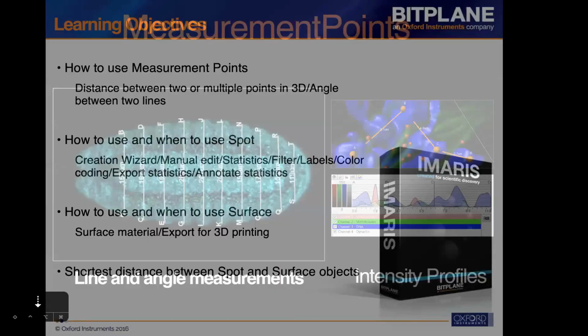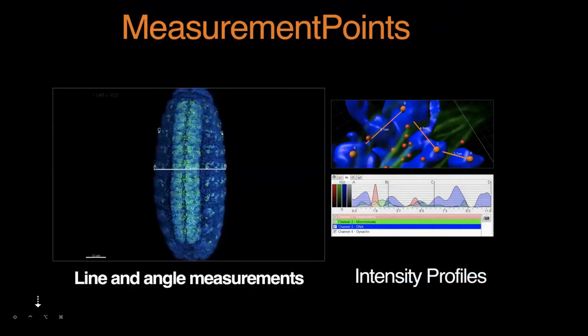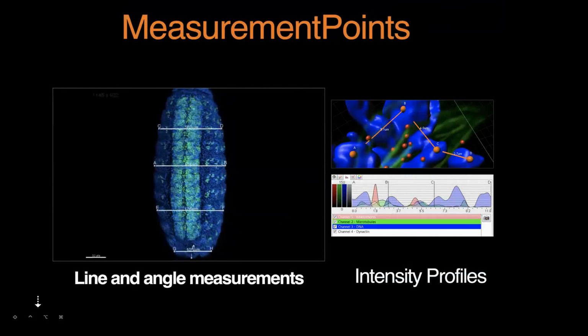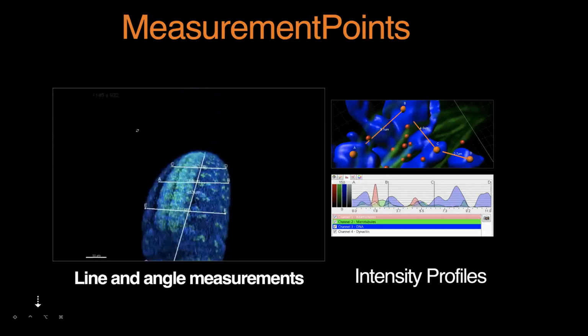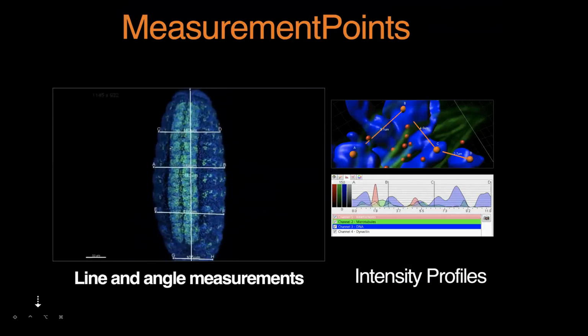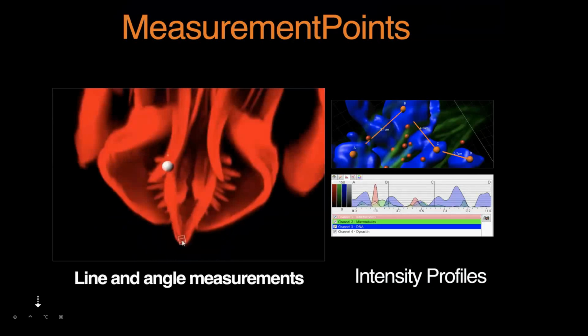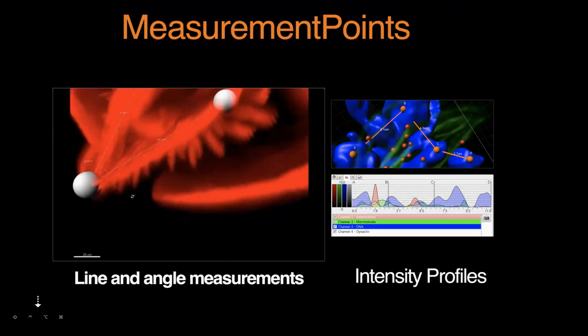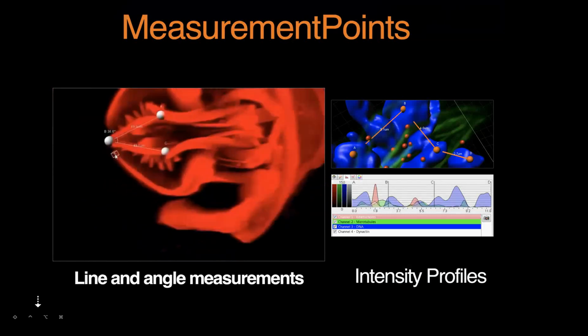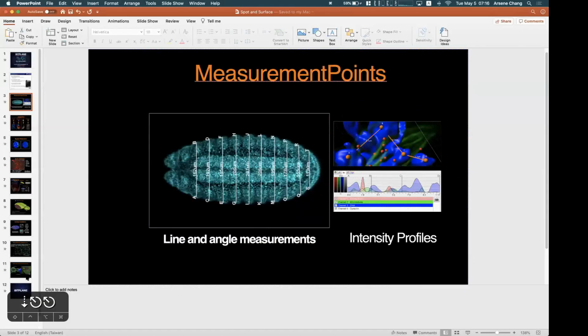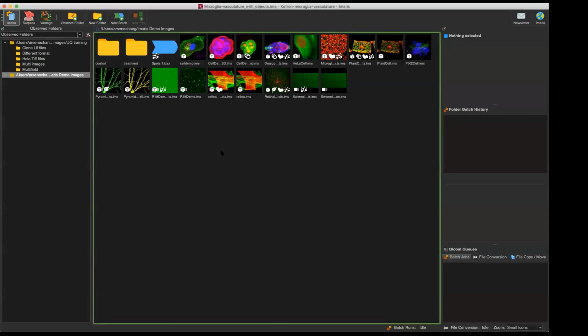Okay. So I will just show you quickly about the analysis modules I'm going to walk through today. First one is the measurement points using the slide. So first one is measurement points. As you can see, measurement points allow you to quickly measure the distance and angle, etc. in 3D. Okay, so now I will change to Imaris and show you how to use measurement points in a quick way.